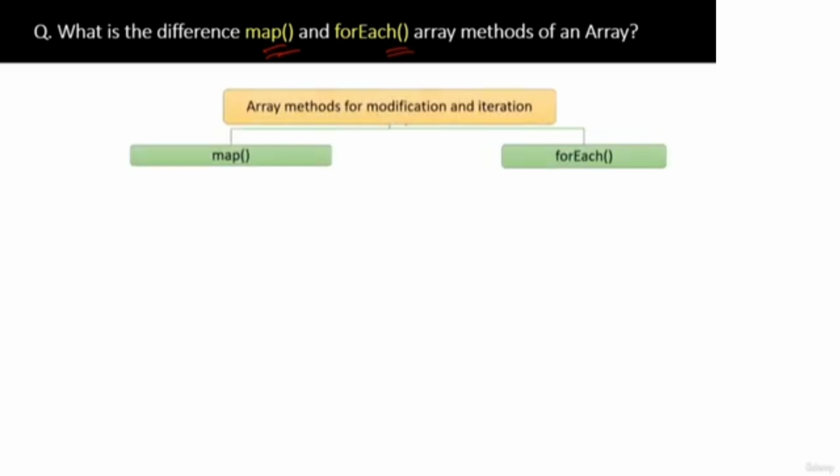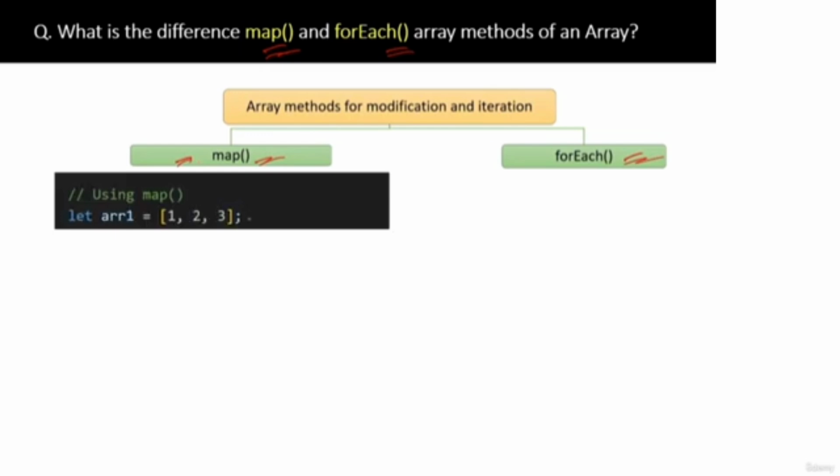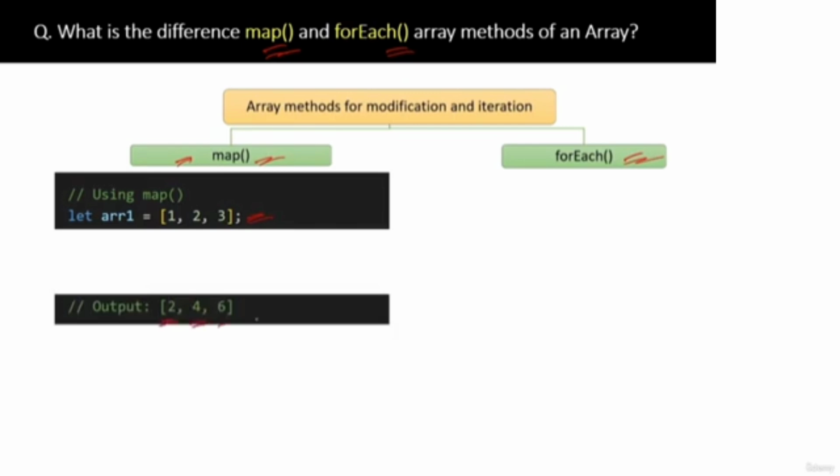What is the difference between the map and forEach methods of an array? If we have an array and we want to iterate over each element and modify each element of the array, then we have these two methods, map and forEach. That is the similarity between them. First, suppose here is an array containing the numbers 1, 2, 3, and as an output, we need this array 2, 4, and 6. Basically, every number has been multiplied by 2.